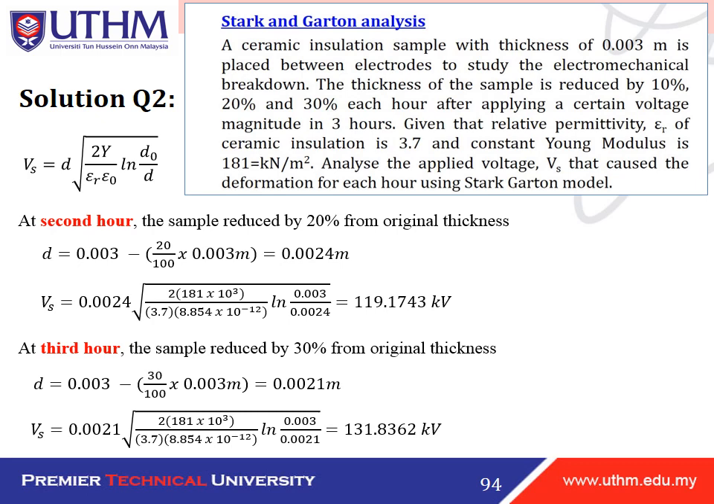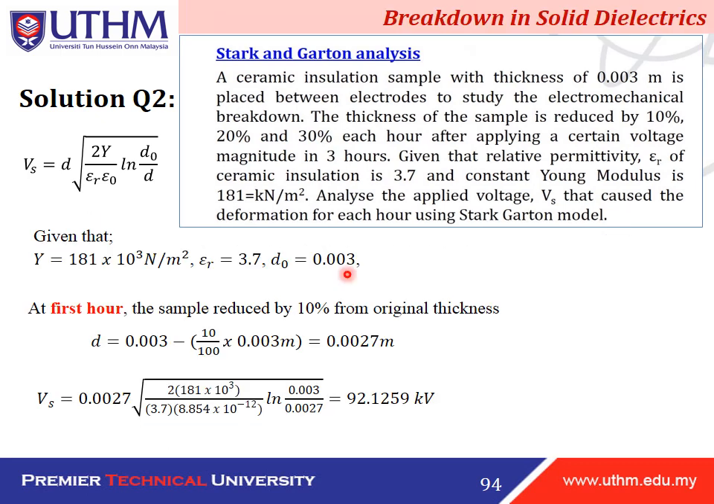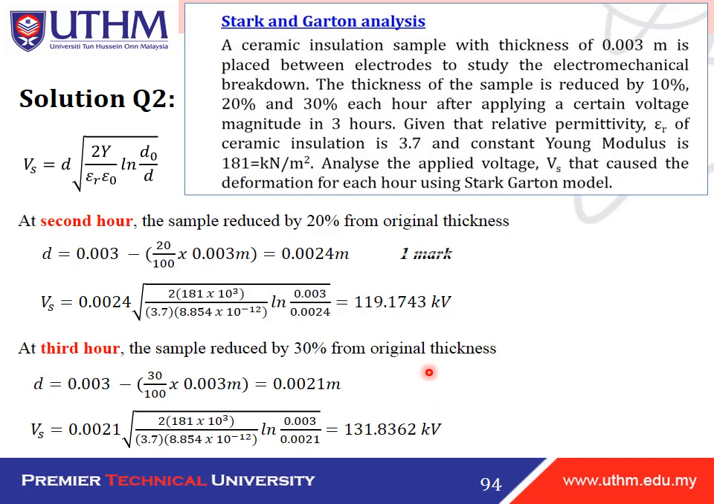So how are the marks given? When you extract the data, you are given 1 mark, and when you find the reduced thickness, you are given 1 mark, and when you insert it correctly, 1 mark, and your answer is correct, 1 mark. So total 2 marks. Same for the others. So in total you have 10 marks.